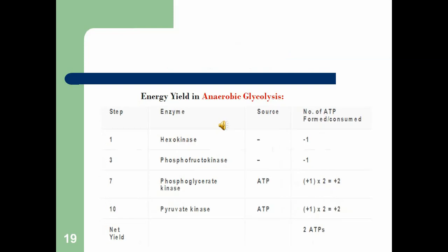Next, in case of anaerobic glycolysis, hexokinase involves the investment of one ATP, phosphofructokinase involves another investment of ATP, whereas phosphoglycerate kinase and pyruvate kinase each contribute 2 ATP molecules using substrate level phosphorylation. So altogether there is a total of 6 ATP molecules, and since 2 molecules are already invested in the preparatory phase, a total of 2 ATPs are finally produced in anaerobic glycolysis.